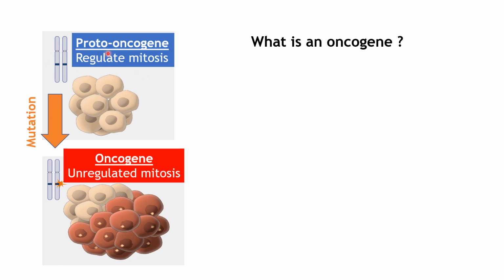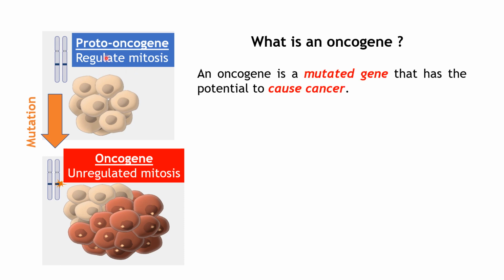One is a proto-oncogene and the other is an oncogene, and here you have a schematic. The proto-oncogene is a gene that promotes proliferation in a regulated way. However, when there is a mutation, this proto-oncogene becomes an oncogene. So now you have unregulated mitosis, and those changes are one of the early stages that lead to the appearance of cancer. Why? Because tumors start forming.